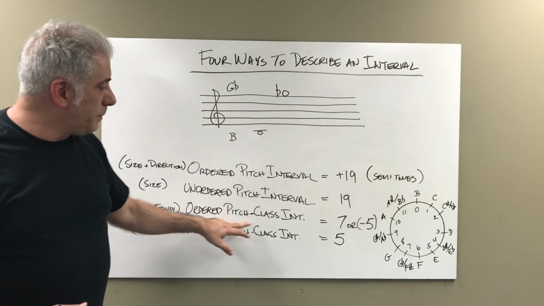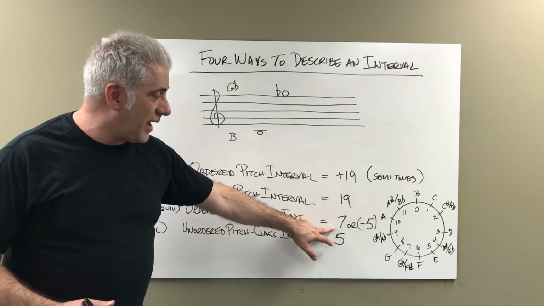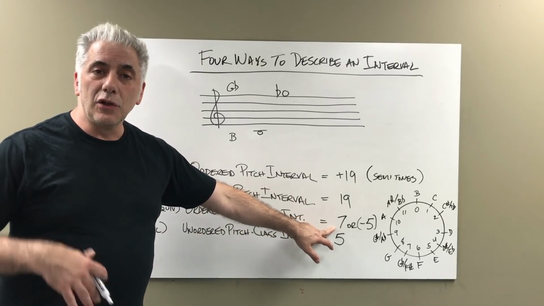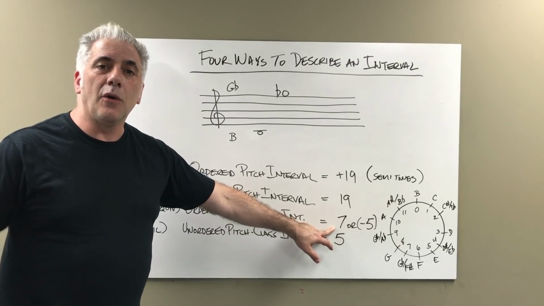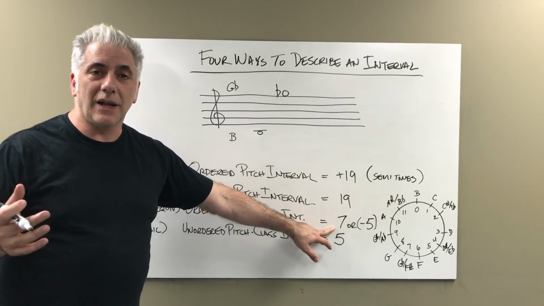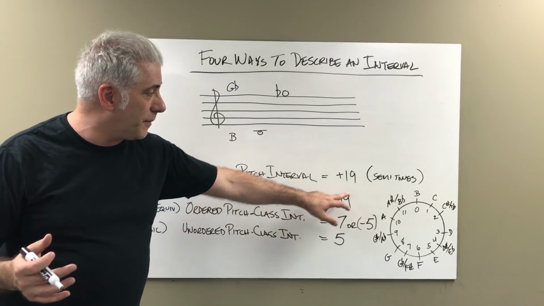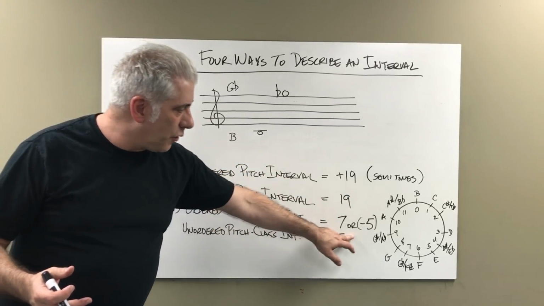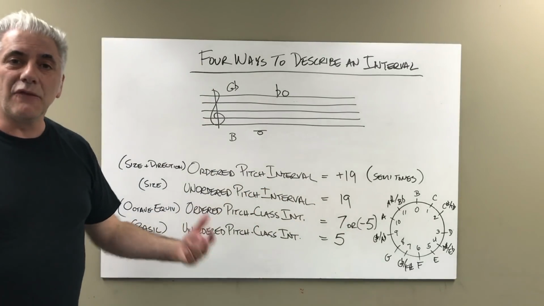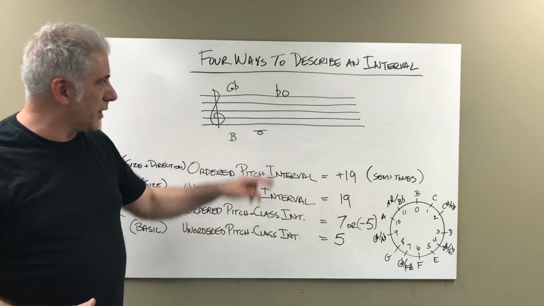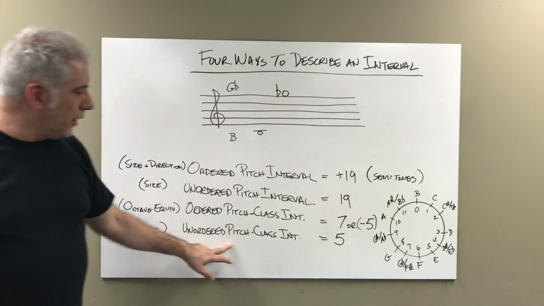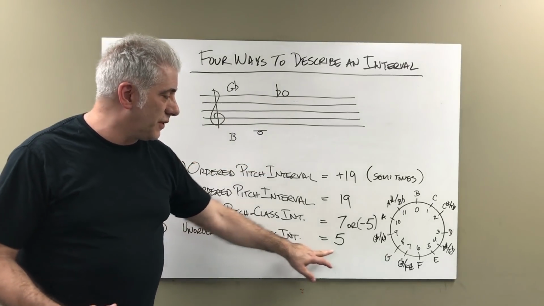Next we have the ordered pitch class interval, which is 7, because it's ascending. We are not including the octave. We're always transposing it down so it's within an octave. So if you subtract 12 from 19, you get 7. And I said or -5 because that's the inversion of it. If you were to go from here down to here. And then you have your unordered pitch class interval, which is 5.